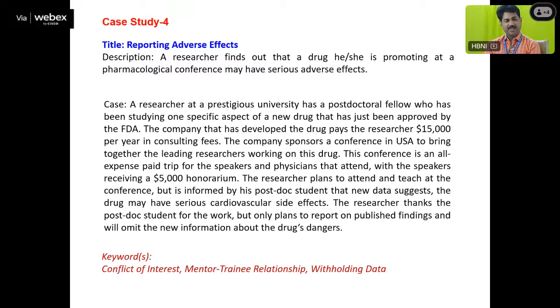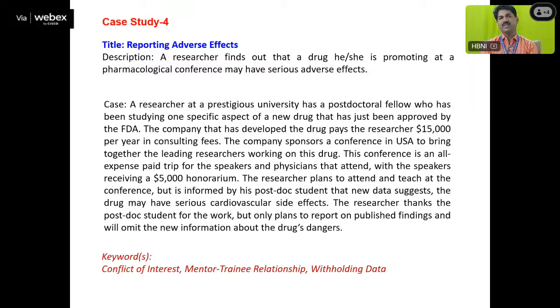But the researcher thanks the postdoc student for the work, but only plans to report the published findings and will omit the new information about the drug's dangers. So what happened in this case? The particular drug has been approved, so all the studies have been completed, and the researcher was getting a good amount of money as a consulting charge, and was also getting some honorarium to present the new drug in a conference which he was supposed to attend.